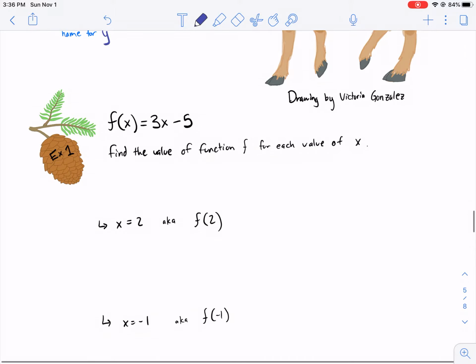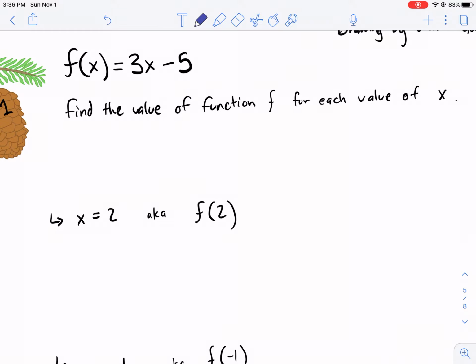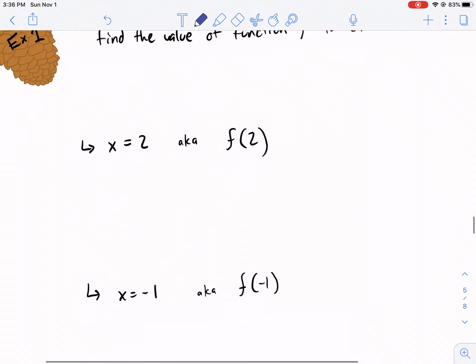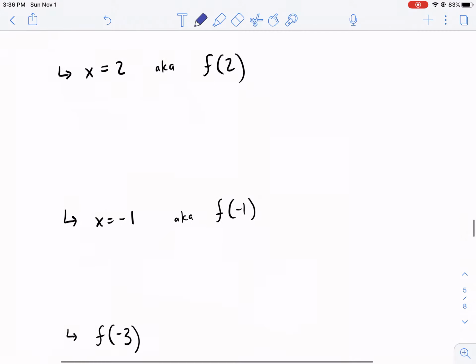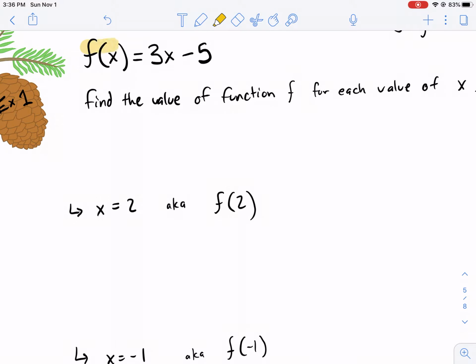So we're going to go ahead and jump into some examples to see how it works. We're talking about functions and f of x. Find the value of each function f for each value of x. I added a couple extra words in there, but you guys get what I mean. So first thing we do is x equals 2, aka f of 2. This is our kind of parent function. Okay, so this is what we're going to be plugging stuff into.